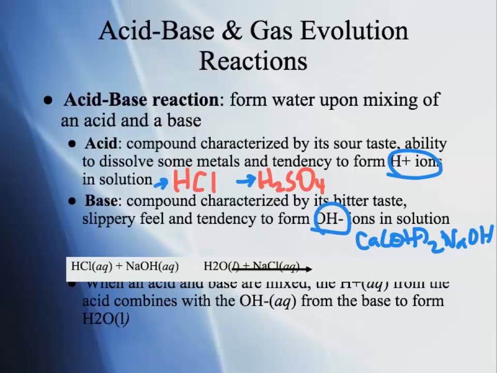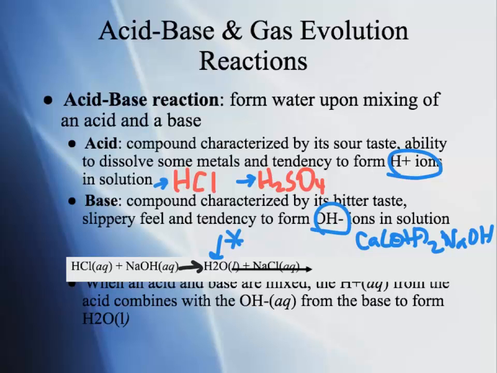Okay, so here is an acid-base equation. Hydrochloric acid plus sodium hydroxide react to form water. So here's our key: acid-base reactions form water upon mixing of an acid and a base. This is also called a neutralization reaction because we're neutralizing the acid and base by making water, which is a neutral substance. So if you have an acid spill, one way to get rid of it is to neutralize it with a base. Or if you have a base spill, you can neutralize it with an acid.